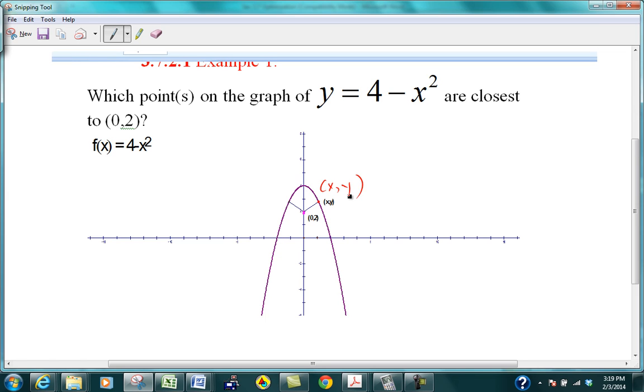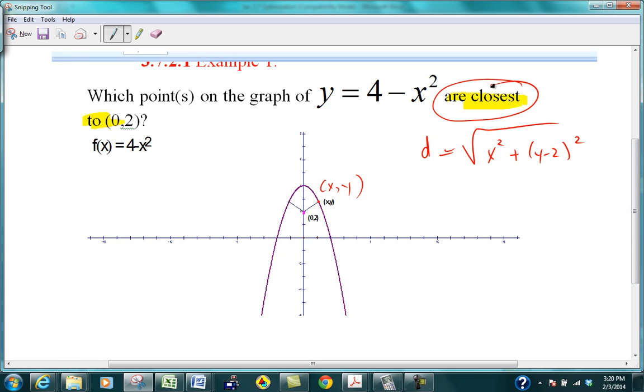So since it's asking for the closest, we obviously need to find the distance. Using the distance formula, the distance between (x, y) and (0, 2) is going to be the square root of x squared plus (y minus 2) quantity squared. And we want to make this a minimum because we want it to be the closest.